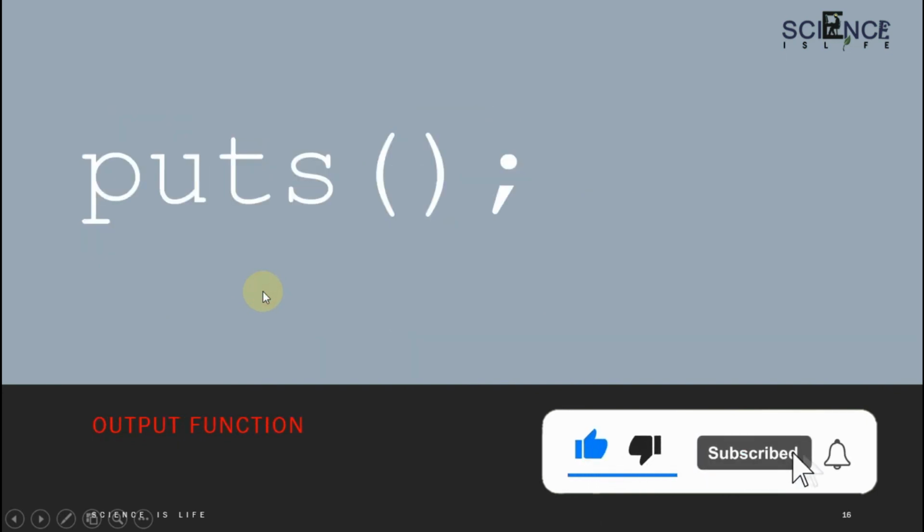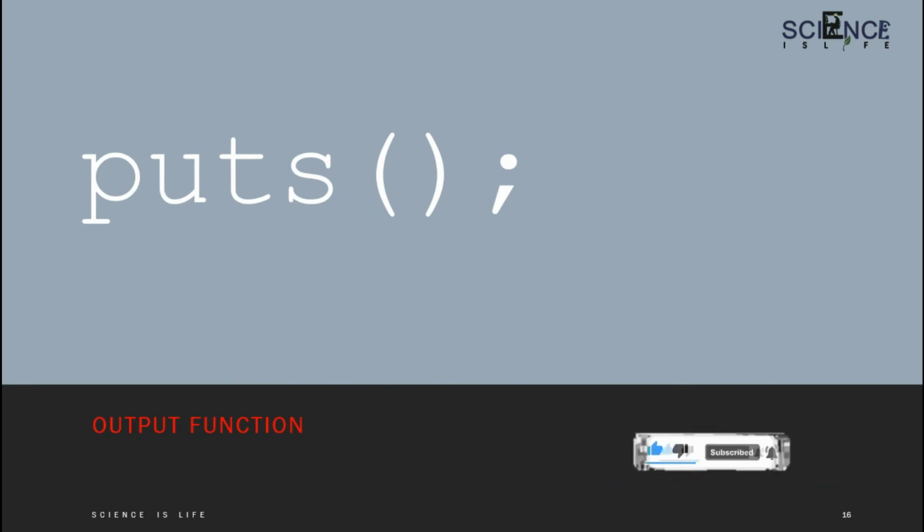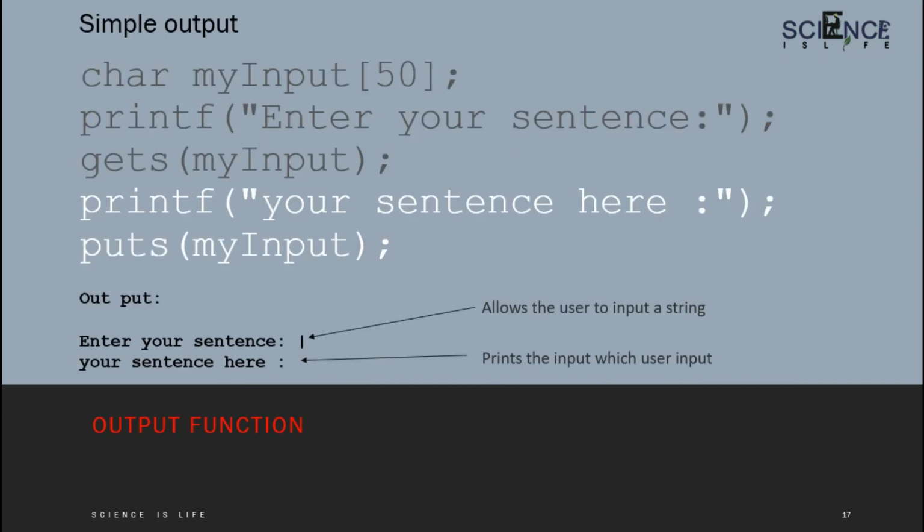Likewise, let's see how the puts function works. It is an output function. It is similar to the printf function, but it is different because it only prints the string value entered by the user using the gets function, right? Let's see how this program works in Code::Blocks.